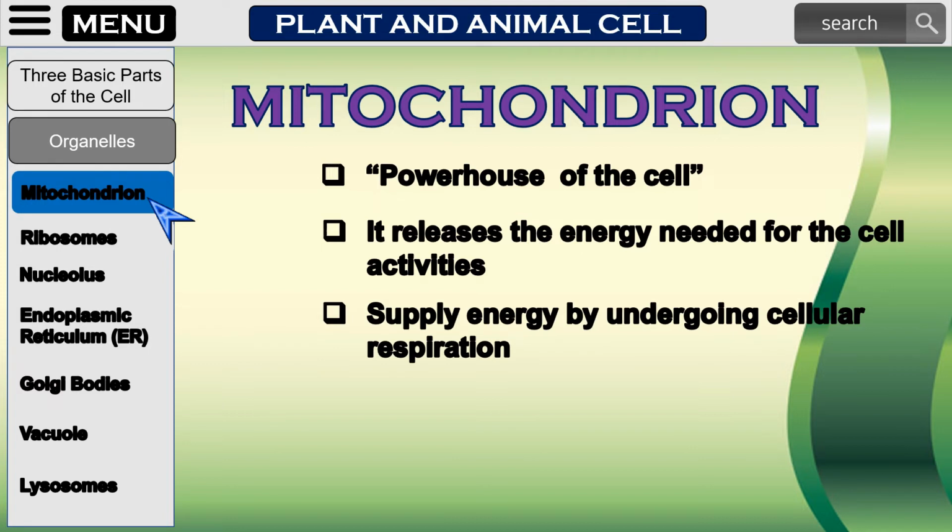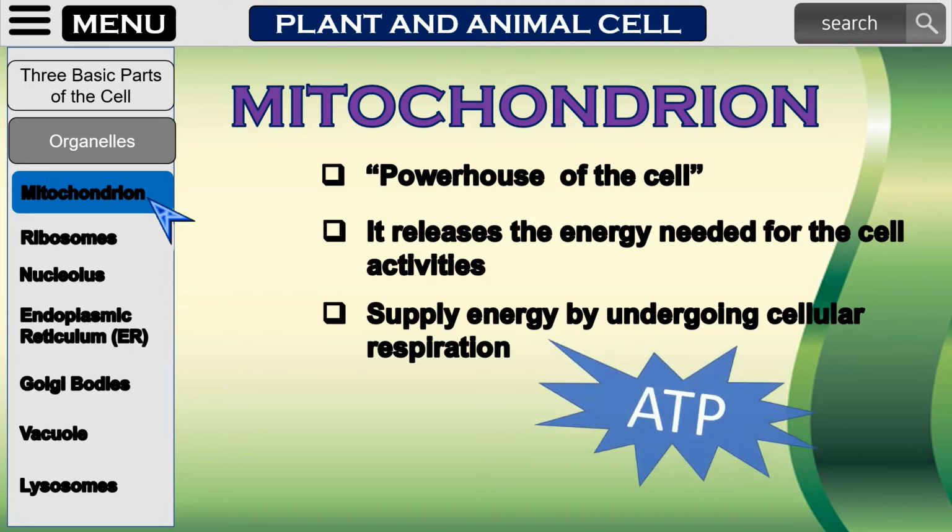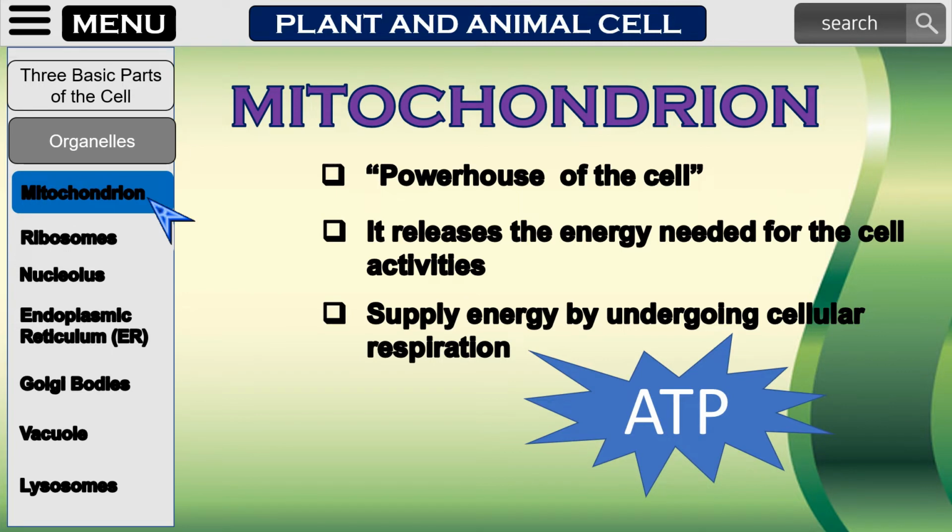They supply energy by undergoing cellular respiration. Cellular respiration is the process that produces adenosine triphosphate, or ATP, which is the energy currency of the cell.